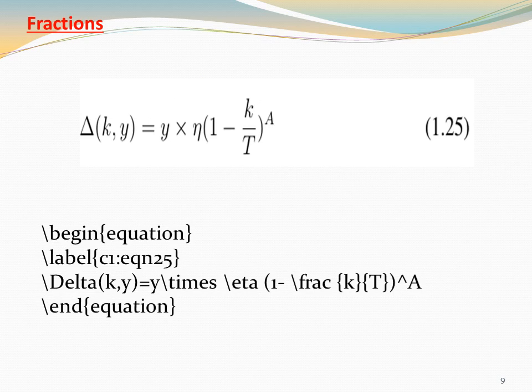This is another example. Here we are labeling it as chapter 1, equation number 25. Then we start the equation with \delta, the symbol for delta, and for theta we are writing \eta, and to get the multiplication sign we are using \times. Then the fraction is coming in this part, so 1 minus, then \frac is started, and the whole thing is raised to the power a. Now the end equation. Once executed, we will get the resultant equation.